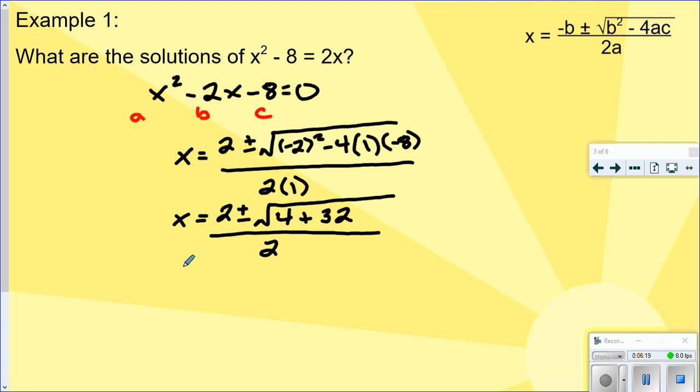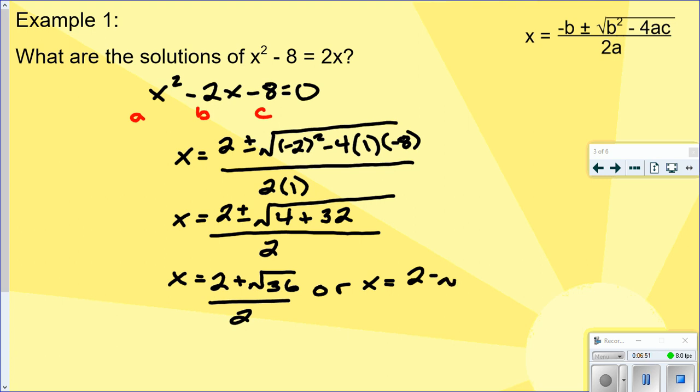So here's what I'm going to do. Let's do this. So we're going to split this because it's a plus and a minus here. So one of my solutions is going to be 2 plus the square root of 36 over 2. My other answer will be 2 minus the square root of 36 over 2.